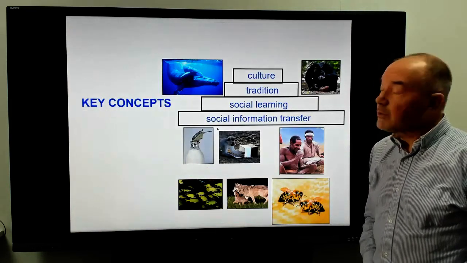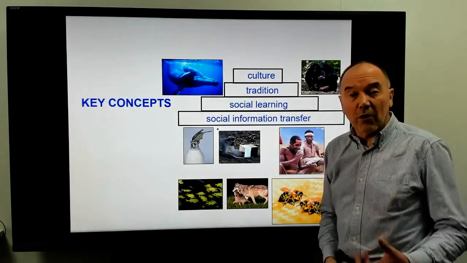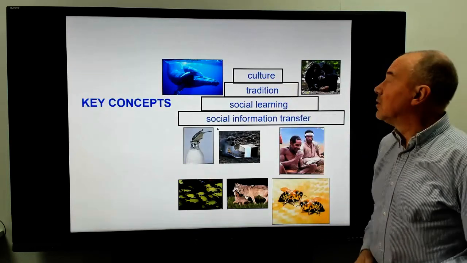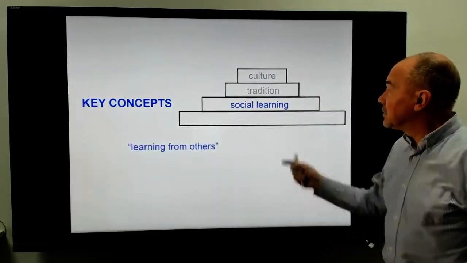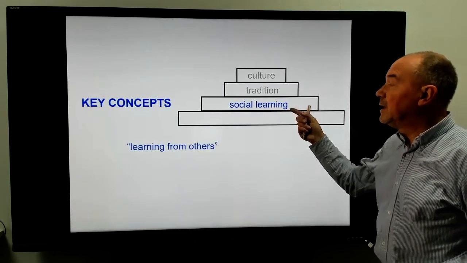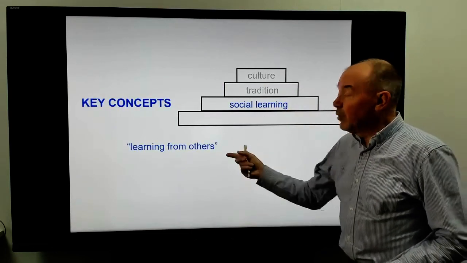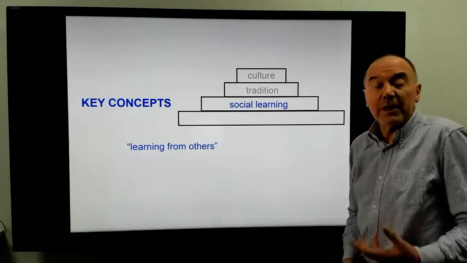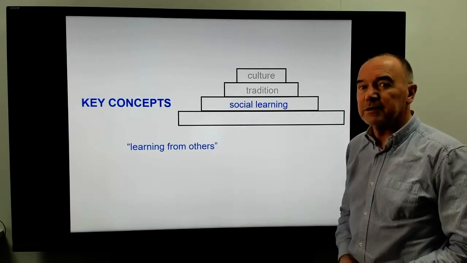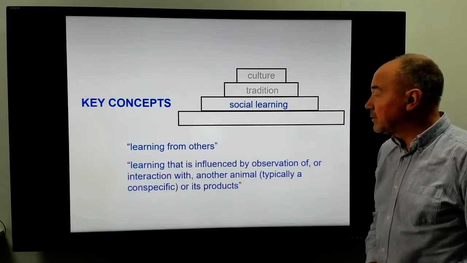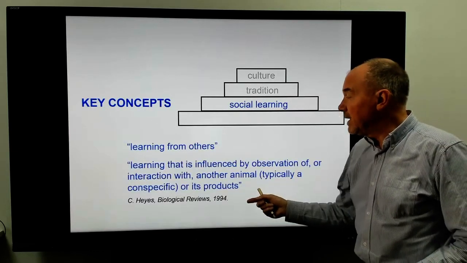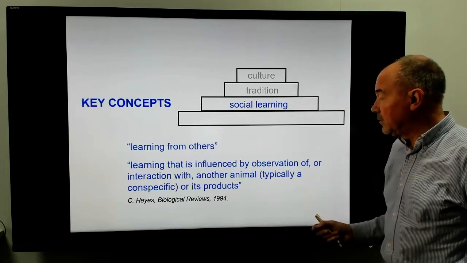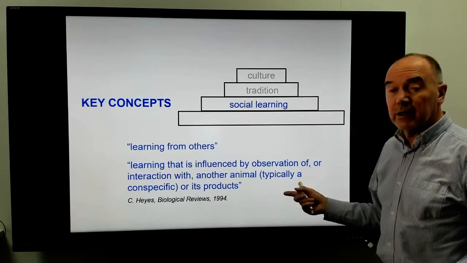So if we start with these key concepts, core concepts, in the middle of this pyramid here that I'll explain more in a moment is social learning, an absolutely key concept. And broadly this is just learning from others. But in the literature you'll see some more technical definitions. Here's one that's commonly cited due to Celia Hayes. Learning that's influenced by observation of or interaction with another animal, typically a conspecific.